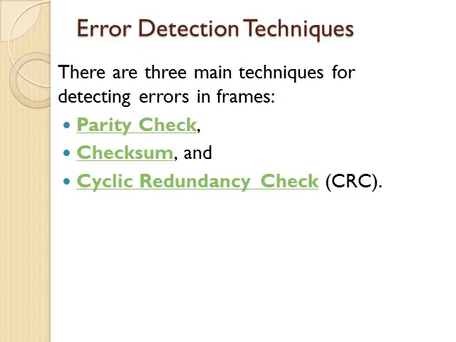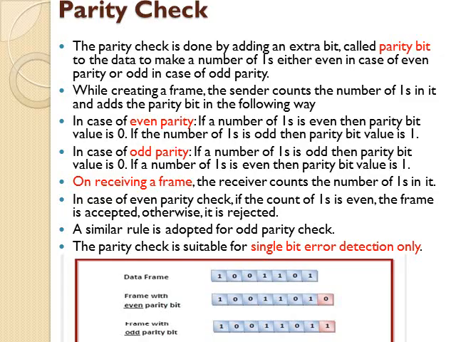Error detection techniques. There are three main error detection techniques: parity check, checksum, and cyclic redundancy check, that is CRC. In the parity check technique, an extra bit is added. That extra bit is called the parity bit.